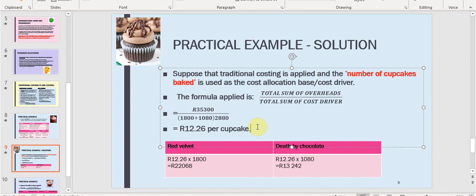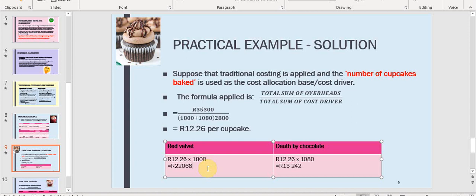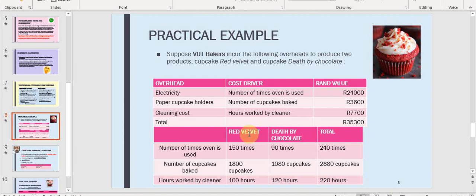All right, then in step two, we now do a calculation because our final answer needs to tell management how much of the overheads will go to one product and how much of the overheads will go to the other product. So after calculating this rate, we take this rate and we multiply it by the predetermined cost driver of that product. So if we go back to our question, for the Red Velvet cupcakes, we're going to multiply by 1,800 cupcakes because that is the number of cupcakes specifically for that product. And for the Death by Chocolate, we're going to multiply by 1,080 because that is the number of cupcakes specifically for that product, because now we want to indicate the specific allocation of overheads to that product.